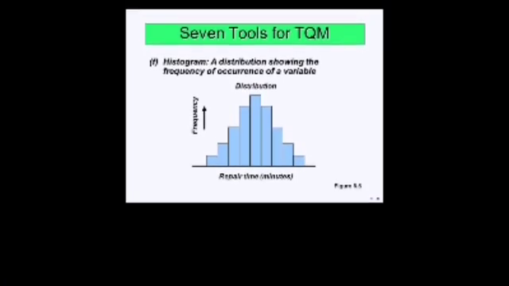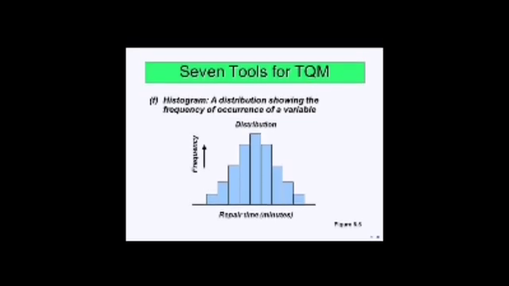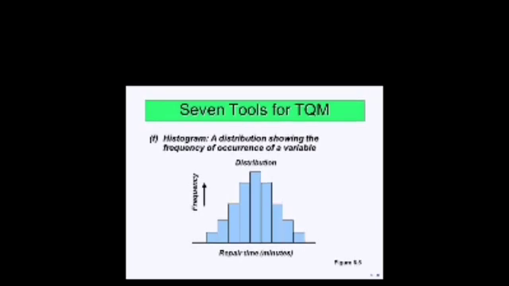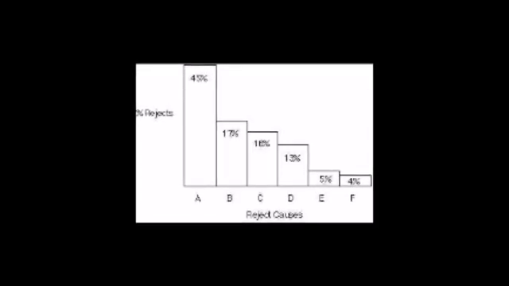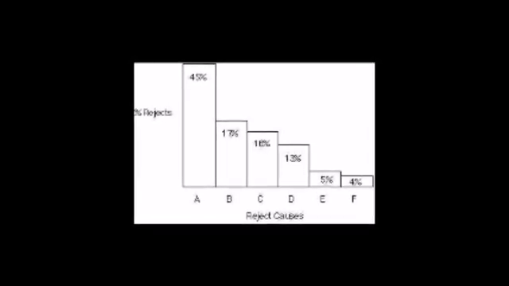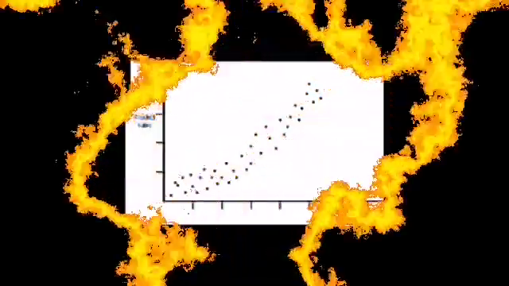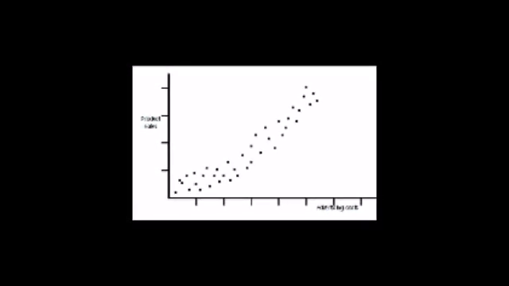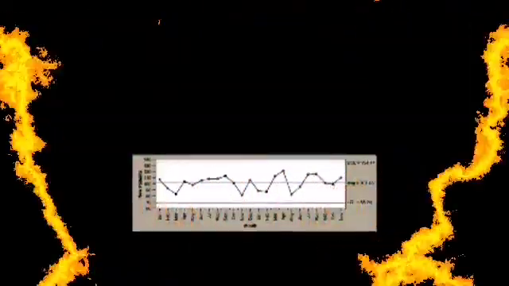Histogram, a chart of an empirical frequency distribution. It summarizes discrete or continuous data by showing the number of data points that fall within the specified range or value. Pareto analysis, a technique for classifying problem areas according to the degree of importance and focusing on the most important. Scatter diagram, a graph that shows the degree and direction of relationship between two variables.